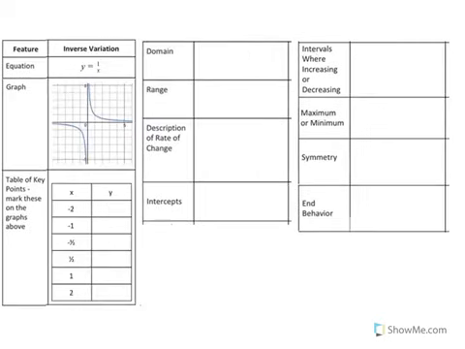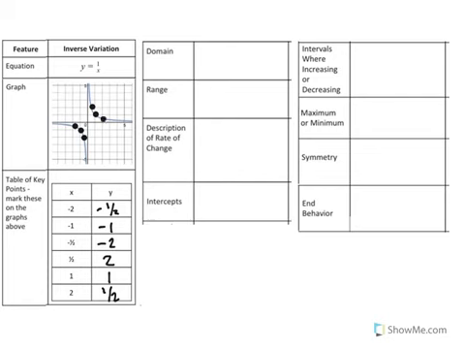Alright, and the last one of these was our inverse. So inverse variation, we're going to plug in x. That would give us negative 1/2, negative 1, negative 2, positive 2, positive 1, and positive 1/2. So let's graph those 3 points. And we should be able to kind of see what's happening there.